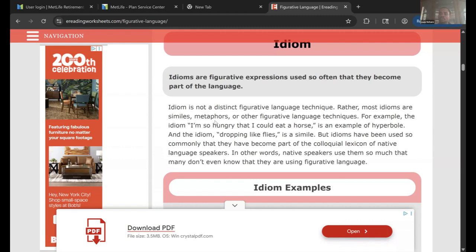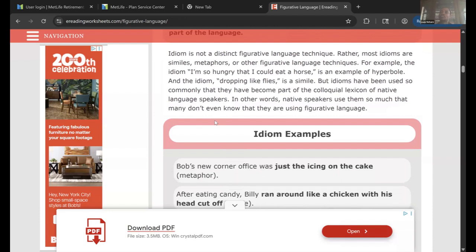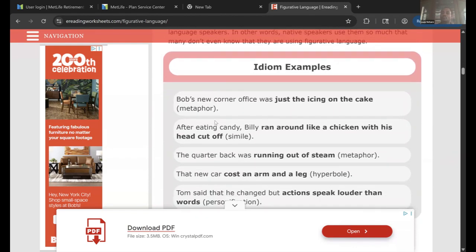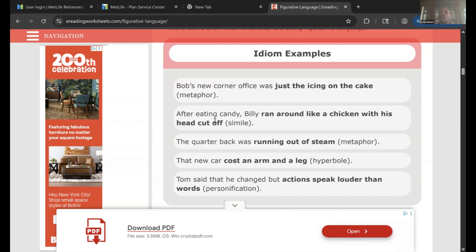But idioms have been used so commonly that they have become part of the colloquial lexicon of native language speakers. In other words, native speakers use them so much that many don't even know that they are using figurative language. Idiom example: Bob's new corner office was just the icing on the cake. When you say the icing on the cake, that's also a metaphor. You're not talking about the icing, it's just something good coming out of a situation.